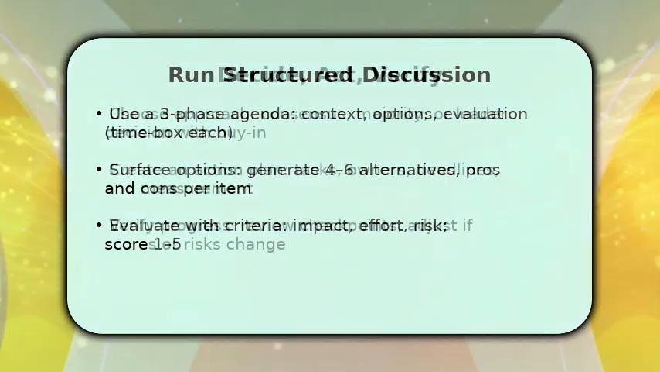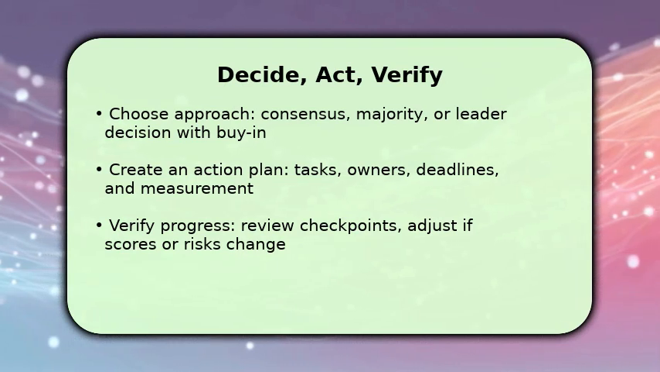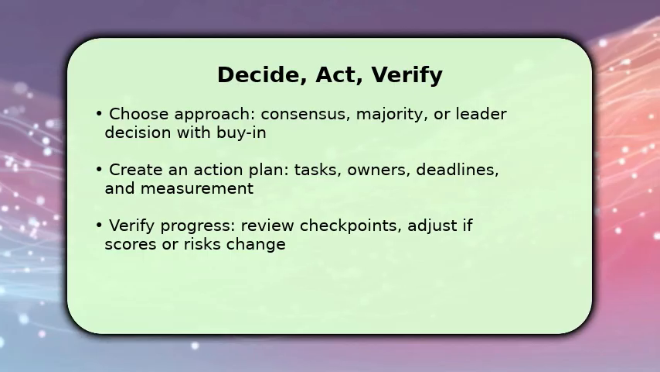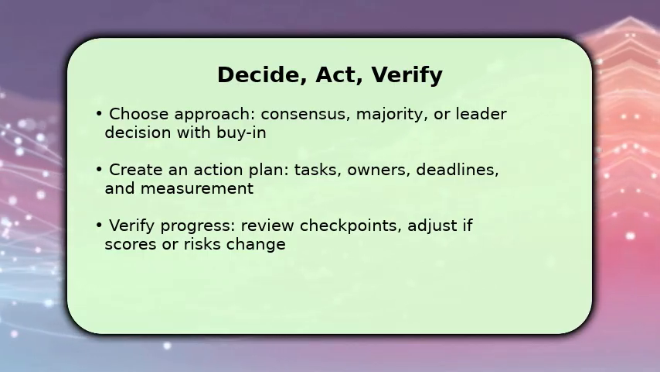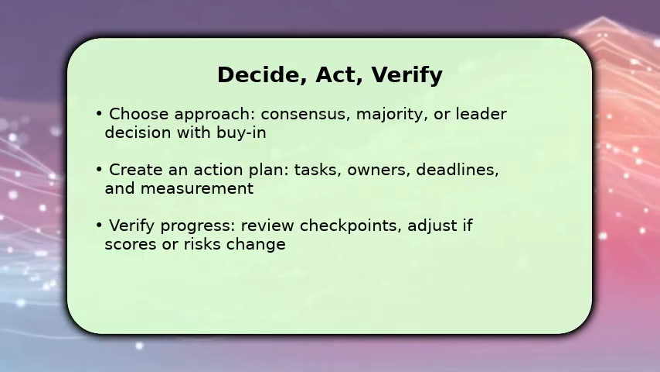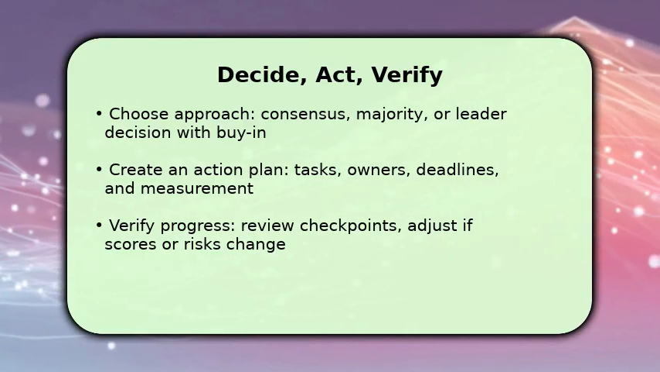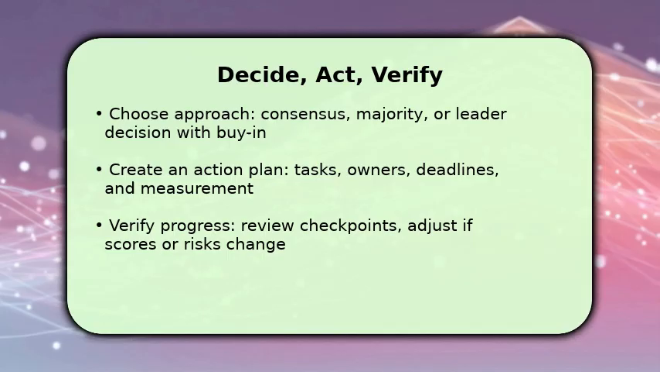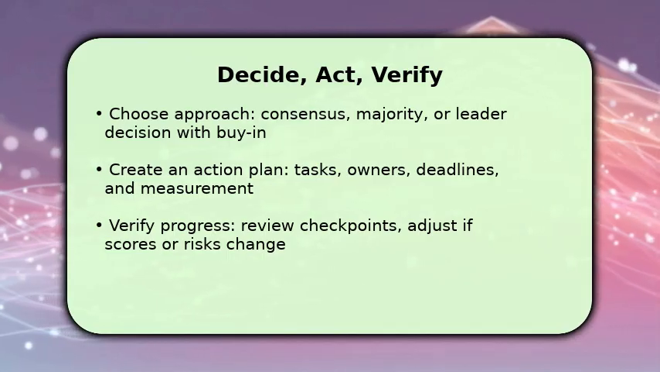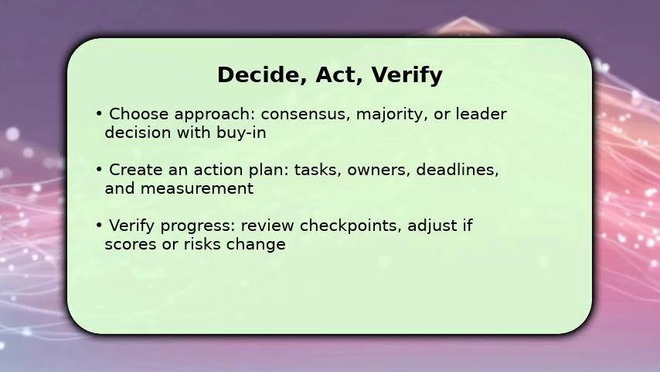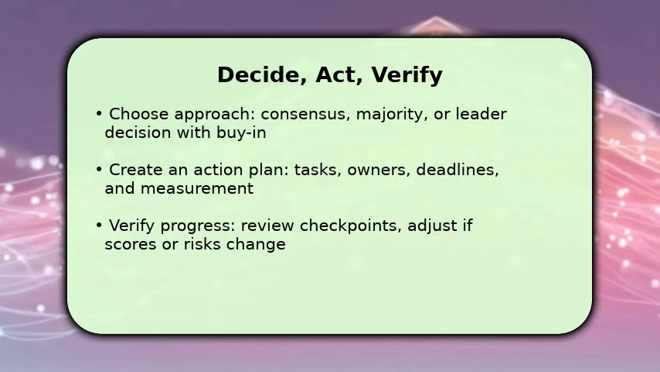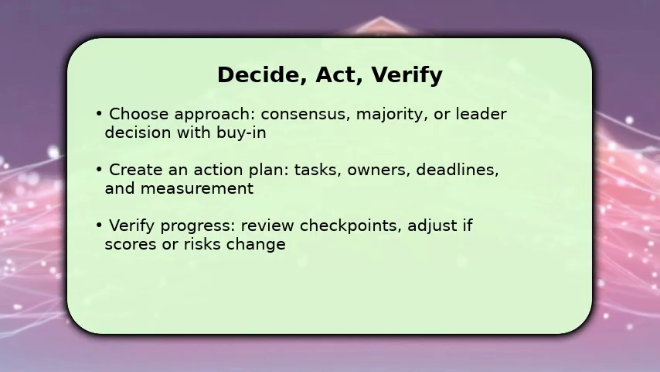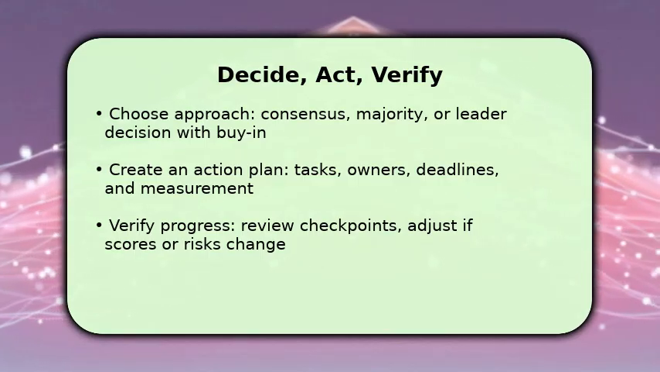You reach a decision by choosing the decision rule that fits: consensus when alignment matters, majority for speed, or leader decision with explicit buy-in to move quickly. Once chosen, translate it into an action plan with tasks, owners, deadlines, and success measures so execution is immediate. Finally, schedule verification checkpoints to monitor progress and adjust if metrics or risks shift. If things go wrong, rerun the evaluation step quickly and rescore options to pivot with minimal delay.